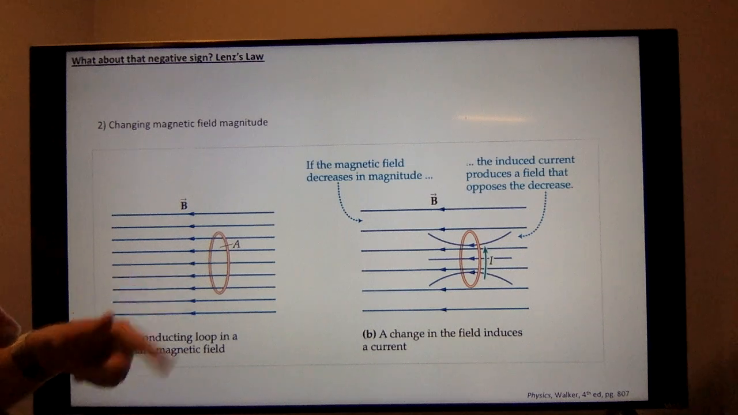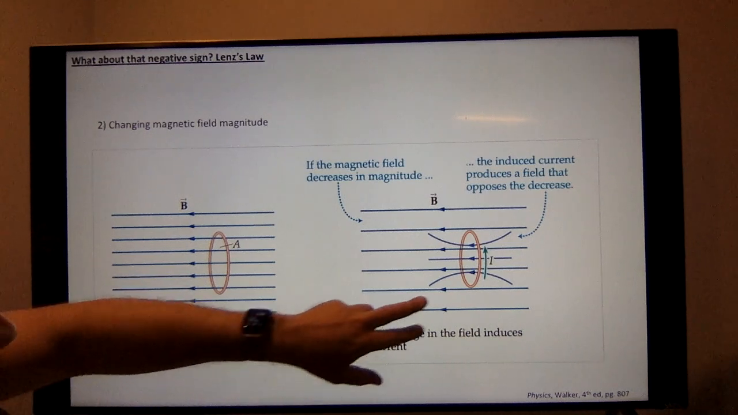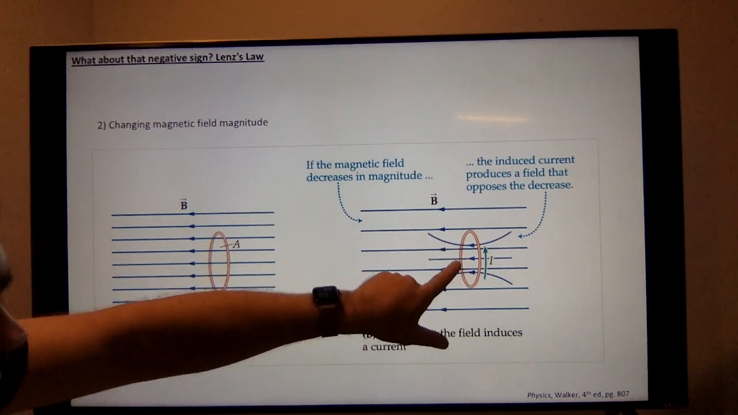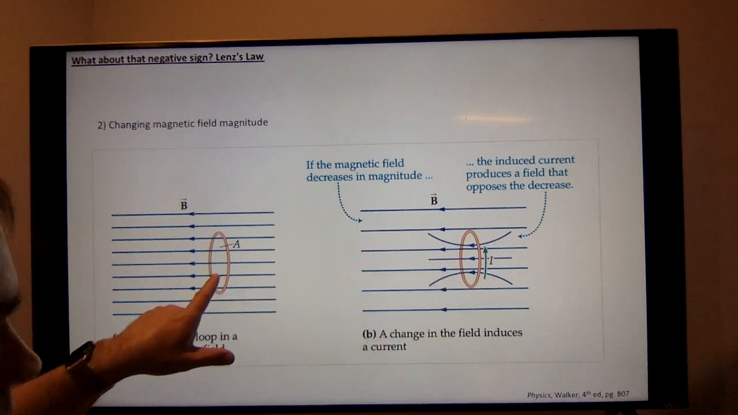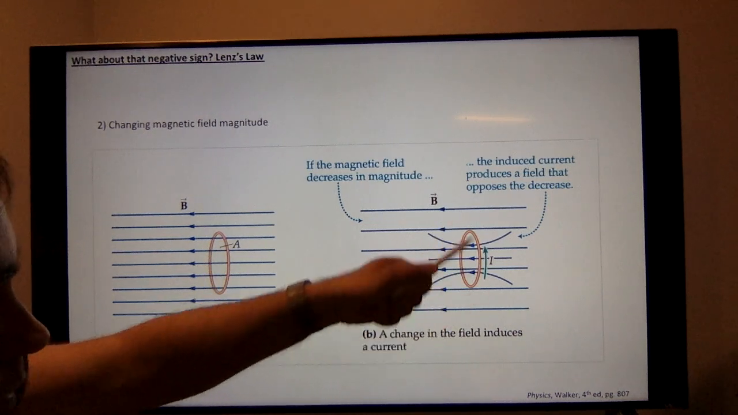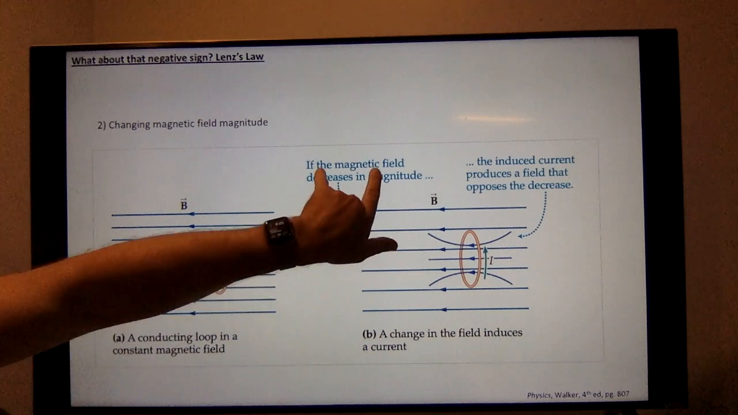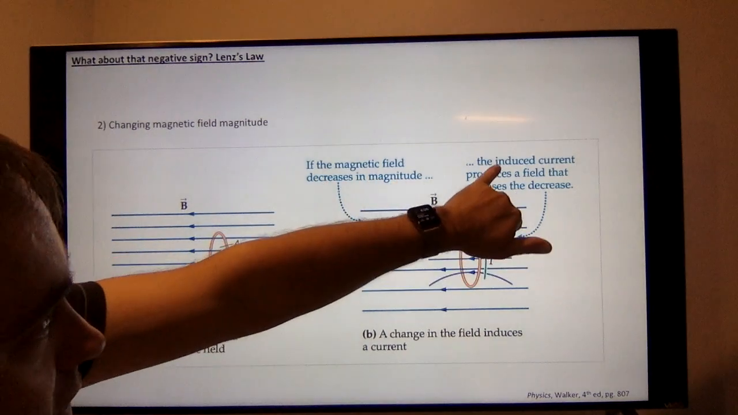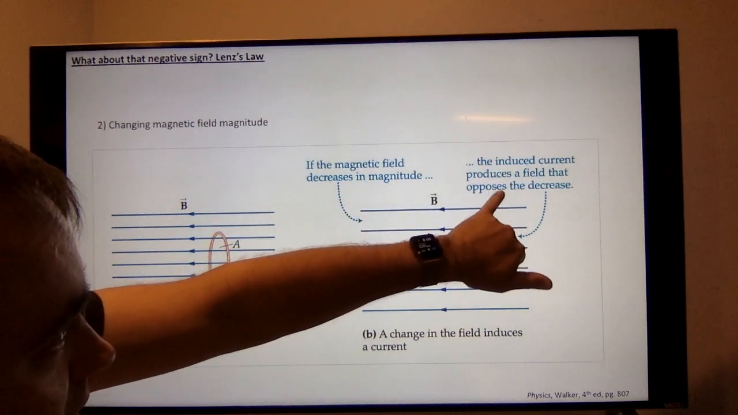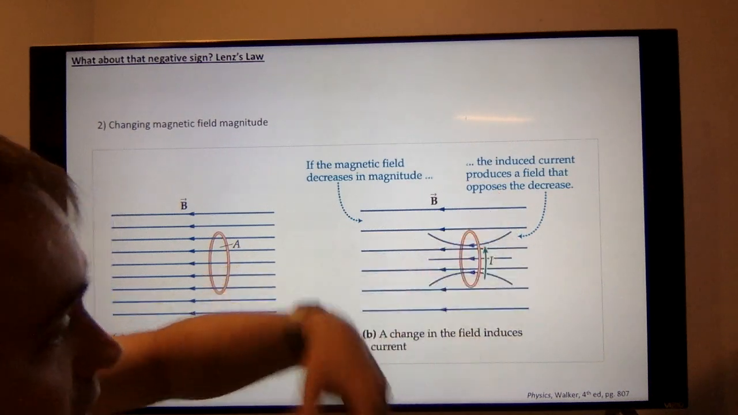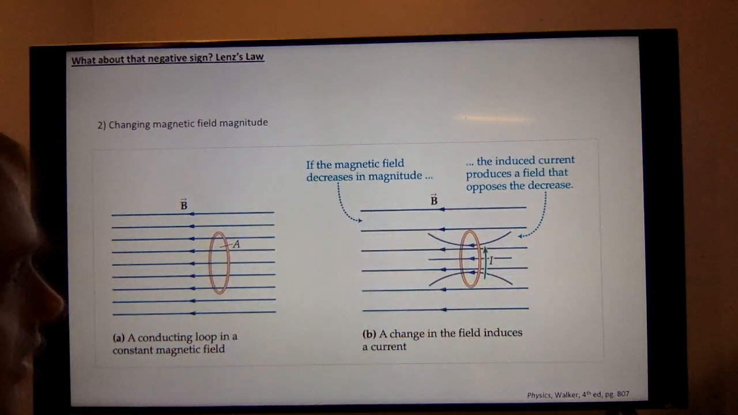Well, it's going to try to replace what was lost. So you can see they've added a few more field lines in here to try to get it back to the way it was before. It's the loop of wire that's connected to nothing that's producing a magnetic field in the direction of what was being taken away from it. So if the magnetic field decreases in magnitude, the induced current produces a field that opposes that decrease. It tries to replace what's being lost.